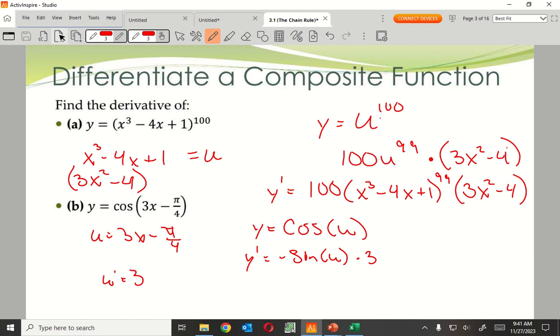And now what do we do? U sub back. I u subbed out to get this stuff here, and now I u sub back. So put the u back in. My u is 3x minus pi over 4. And I'm going to bring that 3 up front too. So y prime is negative 3 sine of 3x minus pi over 4, like that.